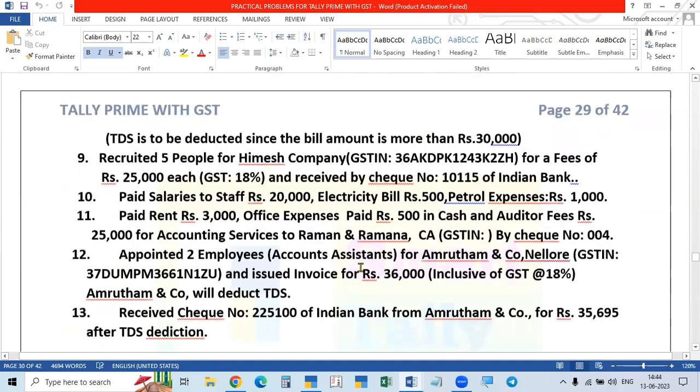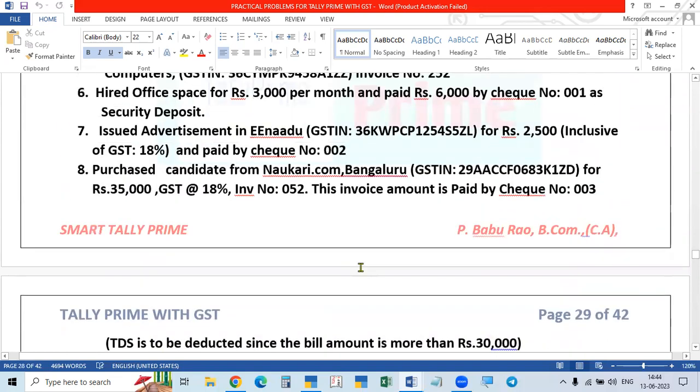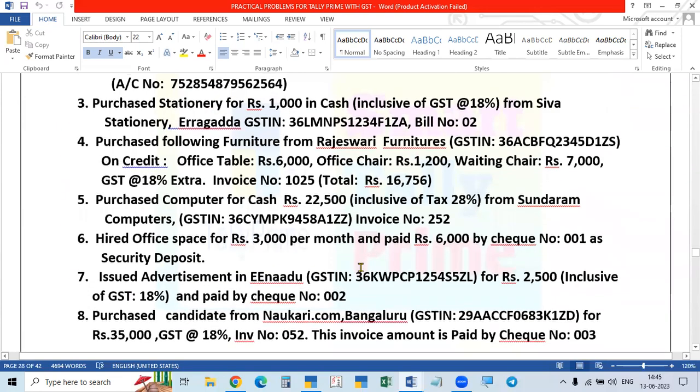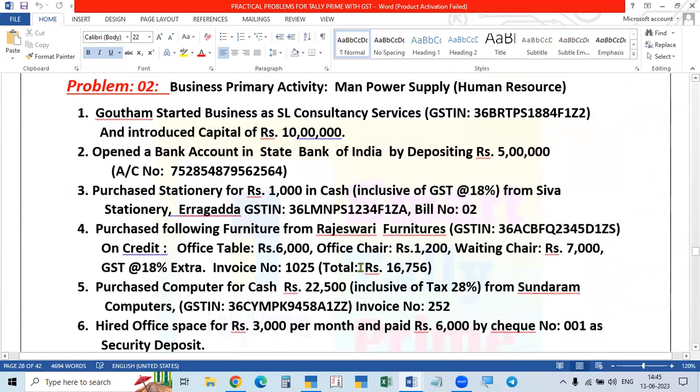And the second problem is a little bit different. That's why I take up the second problem. It covers many items. That is why we already completed some items in the videos, and all these items will be covered here. So here, this will take up. You see carefully. Here, business is the primary activity.